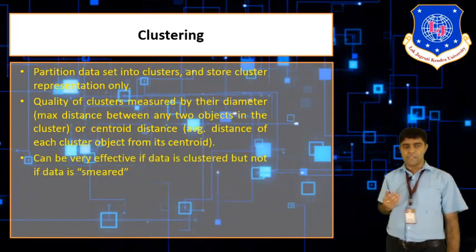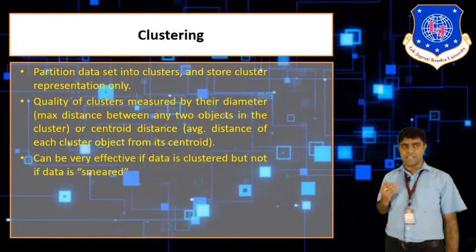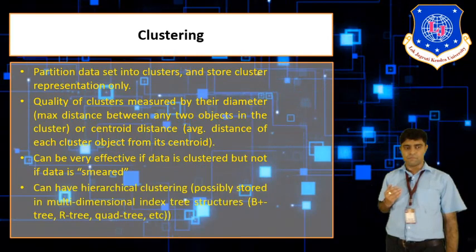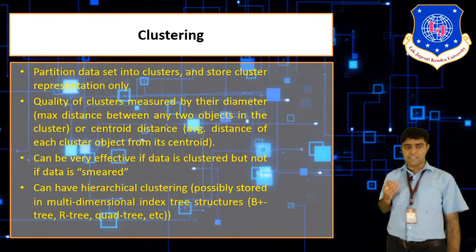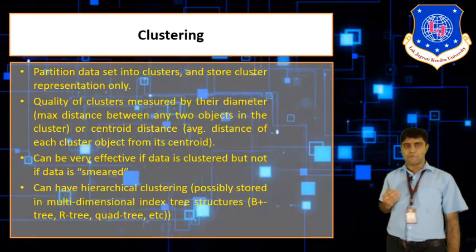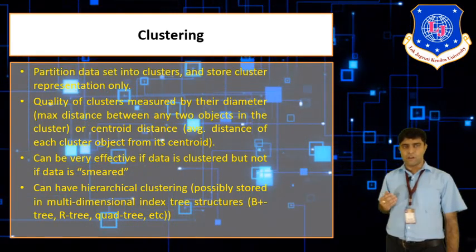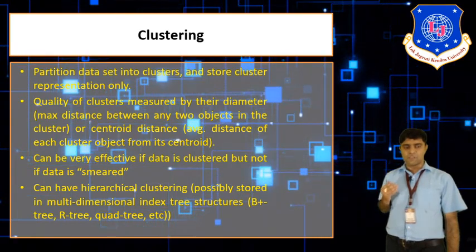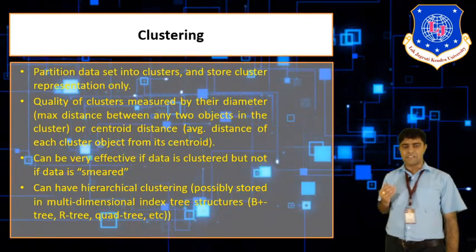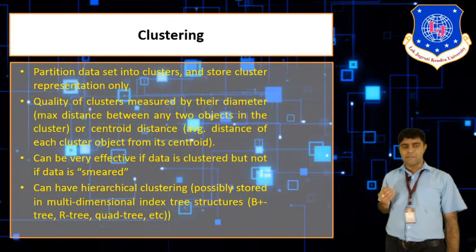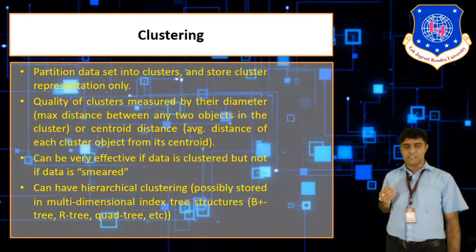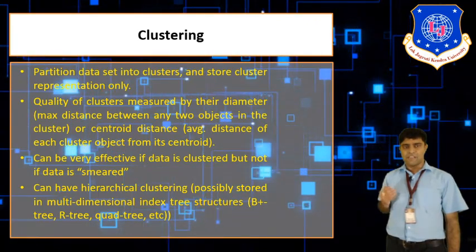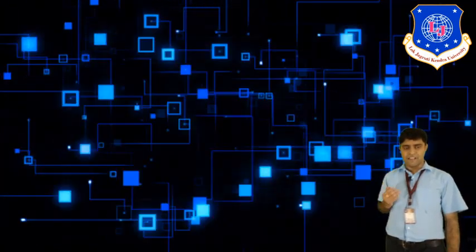Clustering can be very effective if data is clustered. If data is clustered, then it is a very efficient method, but not for smeared data. We can have hierarchical clustering. Hierarchical clustering is a type of clustering technique where data is divided using two types of approach, that is top down approach and bottom up approach, possibly stored in a multi-dimensional index. So basically it is useful for storing in multi-dimensional index tree structures, that is B plus tree, R tree, quad tree. Quad tree is a 4-dimension tree, that is called quad tree, etc.